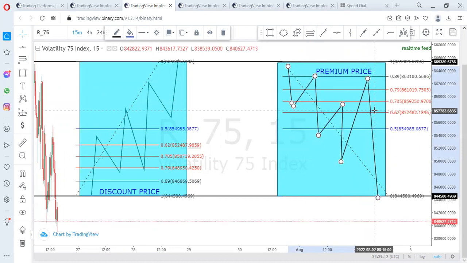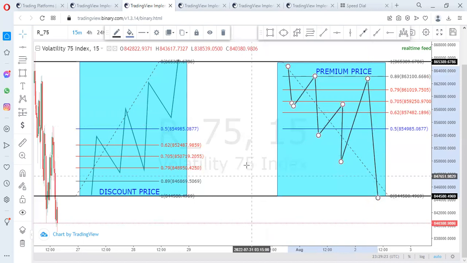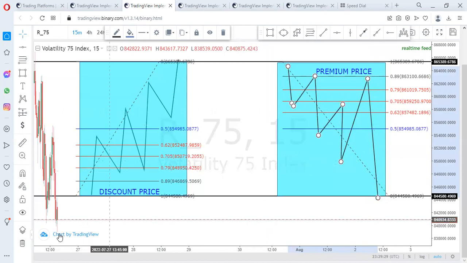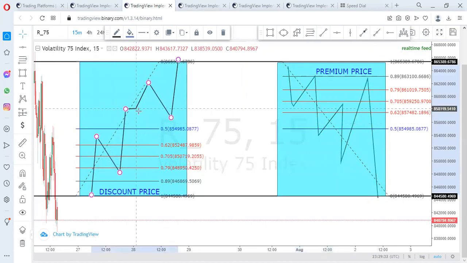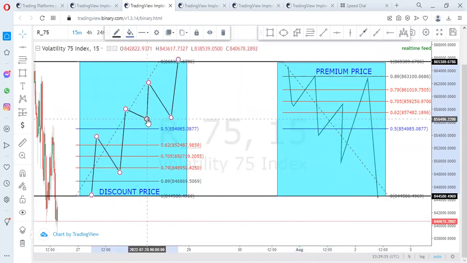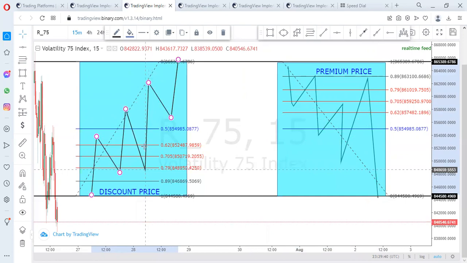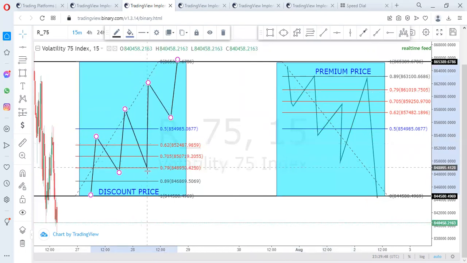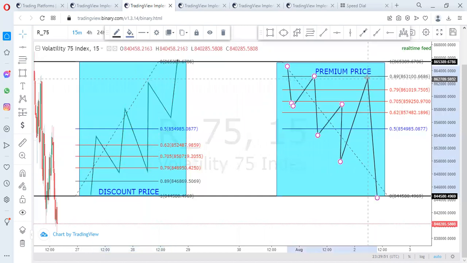Hope you're now getting it. The concept is you sell when the price is high, you buy when the price is low. That's how we've interpreted the concept into this. So you don't want to be buying anything above 50%. You want to be buying when the price is low, when the price comes back into discount. Whenever any move is taking place, price will always return into a discount price, and price will always return into a premium price.